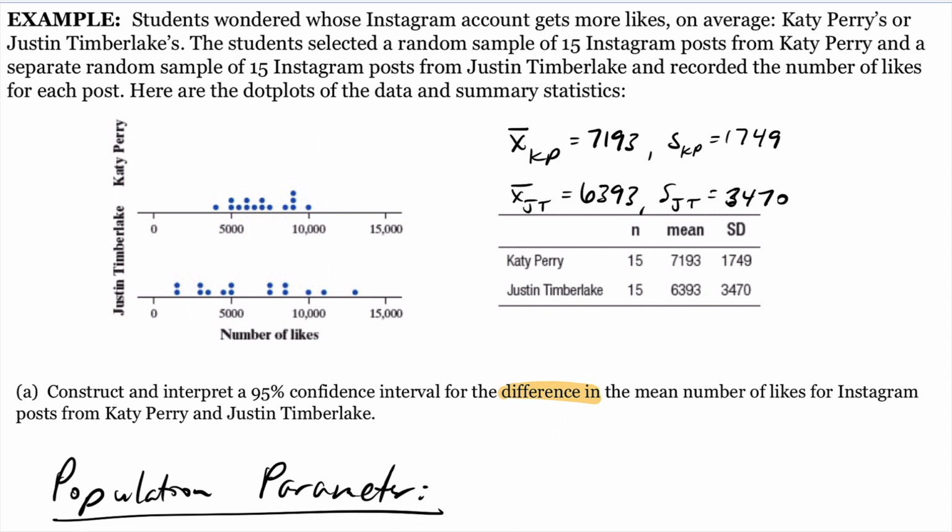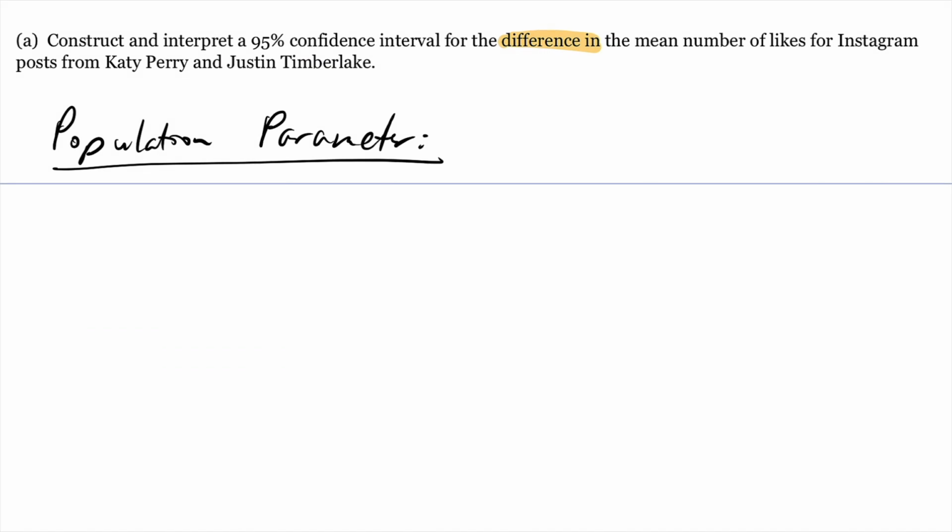So the question says, construct and interpret a 95% confidence interval for the difference in the mean number of likes for Instagram posts from Katy Perry and Justin Timberlake. We have two samples, one for Katy Perry, one for Justin Timberlake. So we're going to have two population parameters. We start with the true mean, for both.